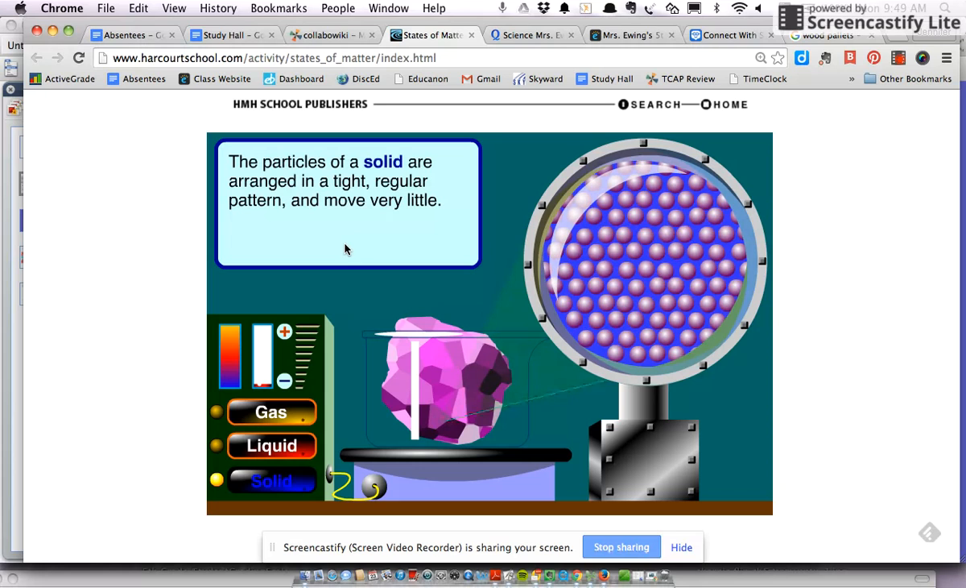So you can see that they kind of remind me of soldiers. They're all lined up nice and perfectly, like how soldiers would line up. So the things we noticed about a solid is that they're packed in tightly. They're moving, but are they moving around? No. And they're in an organized pattern.